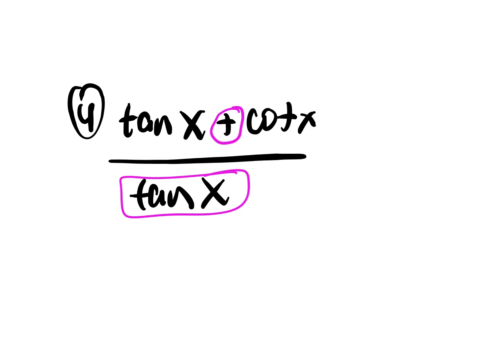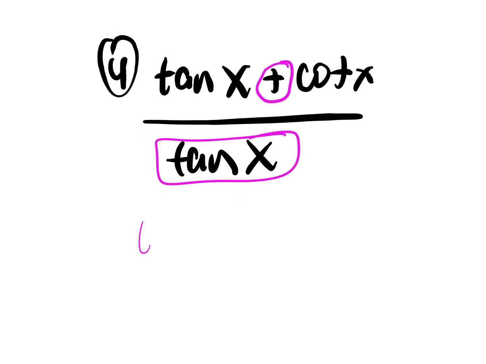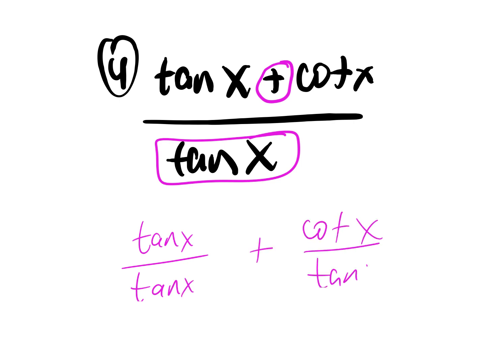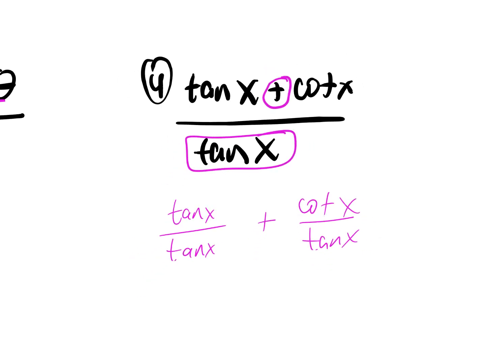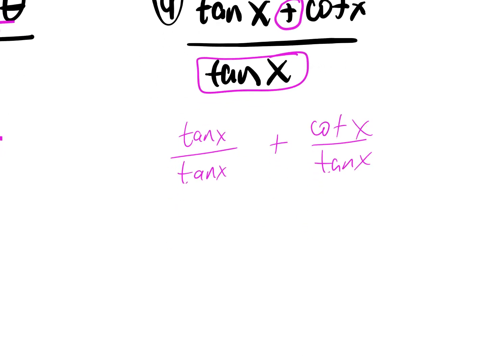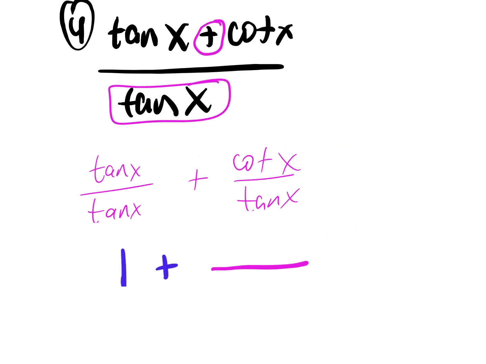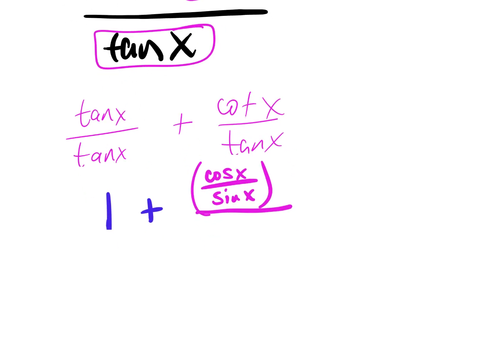When I separate this, I can write this as tangent x over tangent x plus cotangent x over tangent x. Can't I? If you add fractions, the denominator stays the same. So you're fine there. Now, if you want to simplify this way, perfect. What is tangent divided by tangent? 1. Plus, what can I do with cotangents and tangents? What is cotangent in the numerator? Cosine over sine. And then what is tangent? Sine over cosine.